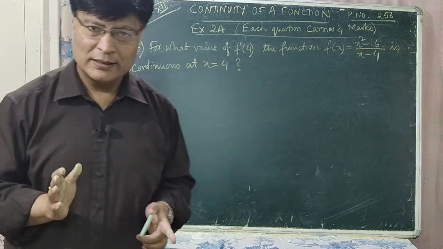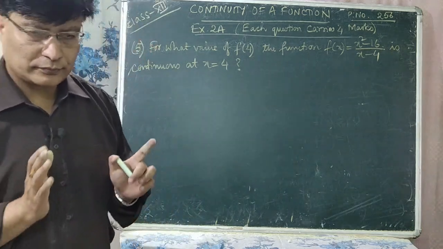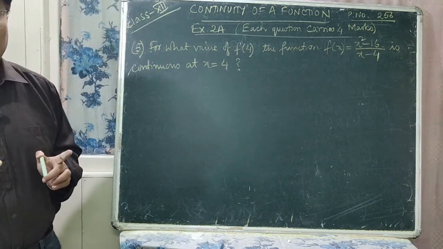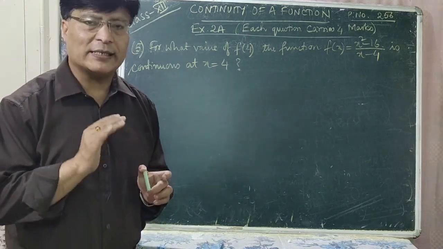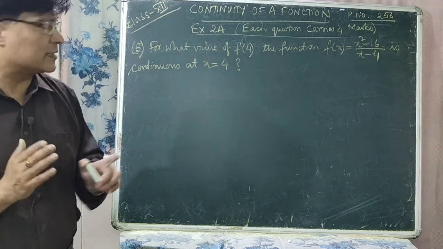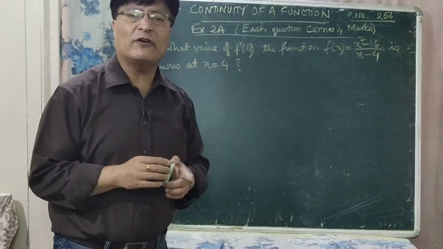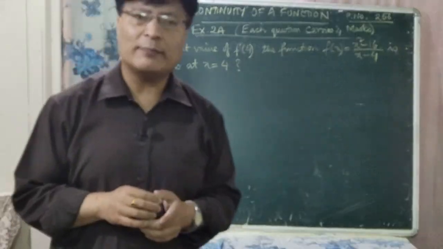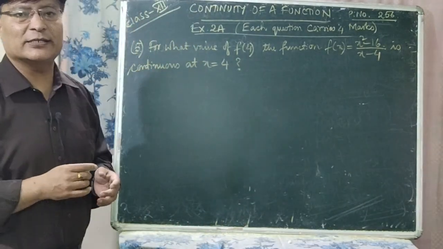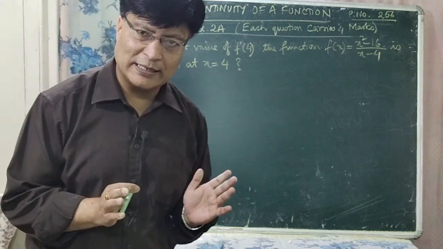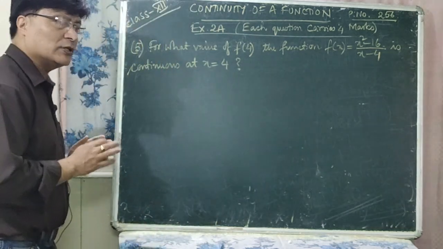Is that clear? Is the question clear to all of you? You have to find out the value for f of 4. That means you have to find out the value for f of x when x is equal to 4 such that the given function f of x is equal to x square minus 16 divided by x minus 4 is continuous at x is equal to 4. Is that clear to all of you? So let us do the solution now.